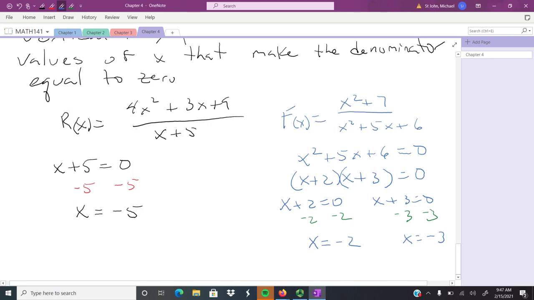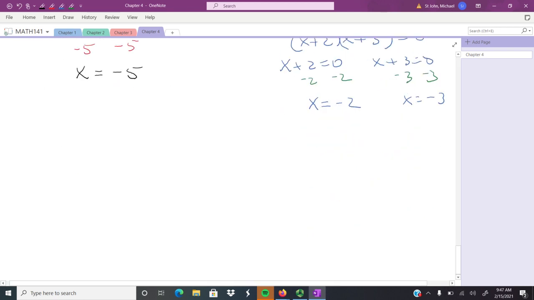All right. So vertical asymptotes. All right. So the next one then are horizontal asymptotes. All right.